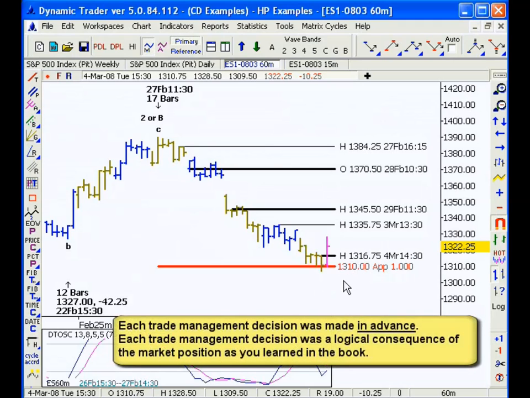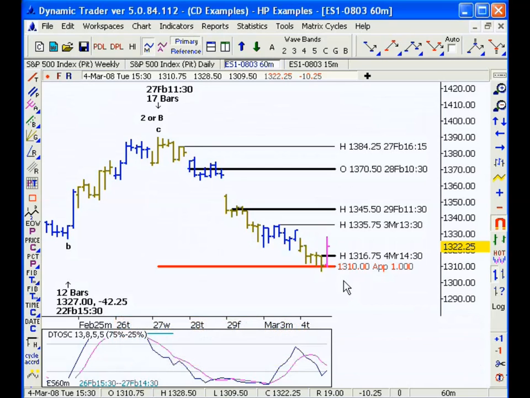So each decision was made very logically in accordance with the simple strategies you learned in the book. And as the market progressed, we had a very logical way of thinking of how to adjust the stop, where we'd want to begin to trail that stop very close to the market because the downside would probably be limited. So go back and look through this example again, and you'll see how each decision was made as the market progressed and given the information that the market provided us.